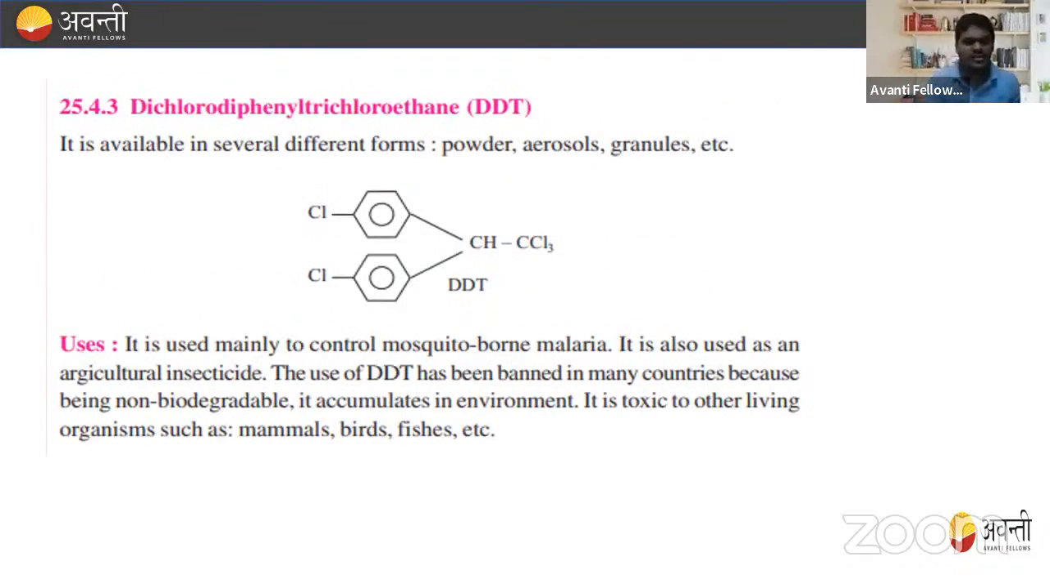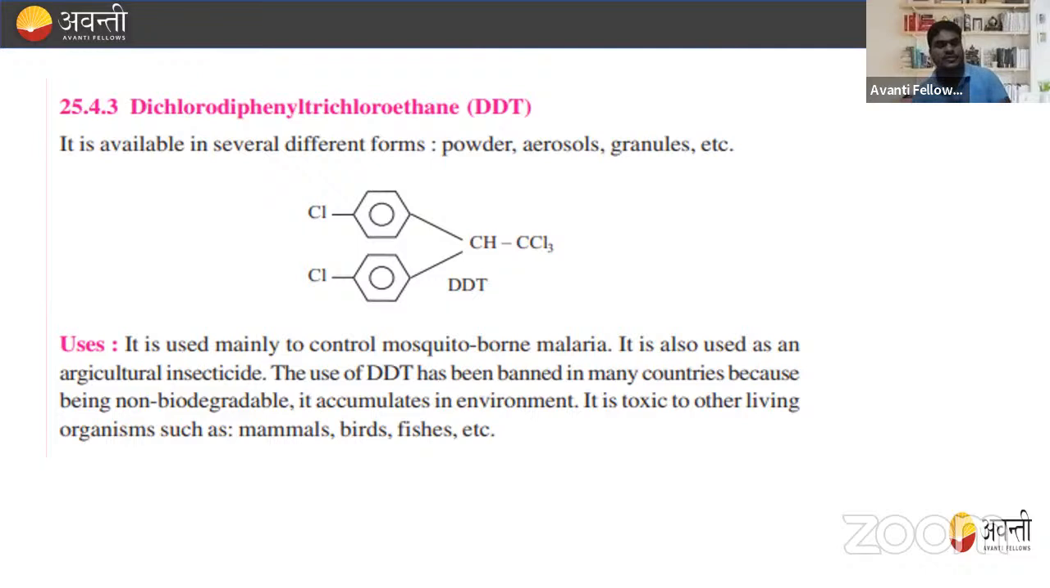Now, what is the structure of dichlorodiphenyltrichloroethane? This is the full form of DDT. It is available in several different forms, like powder, aerosol form, or granules. So DDT will be present in many forms.